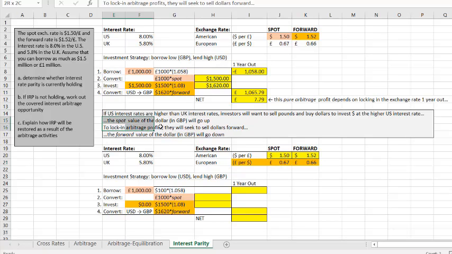Now, what's the second half of this? To lock in arbitrage profits, people want to sell dollars forward. That means there's more supply of dollars being sold against pounds on the forward market. More supply is going to bring that price down. The forward value of the dollar, and again, it's the dollar in terms of pounds, will go down.